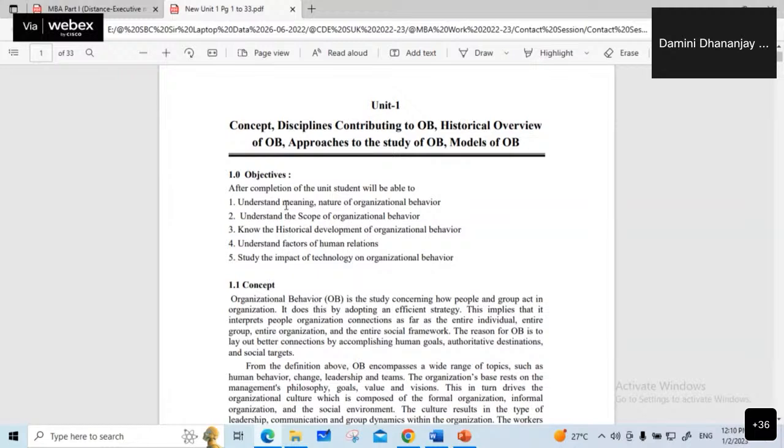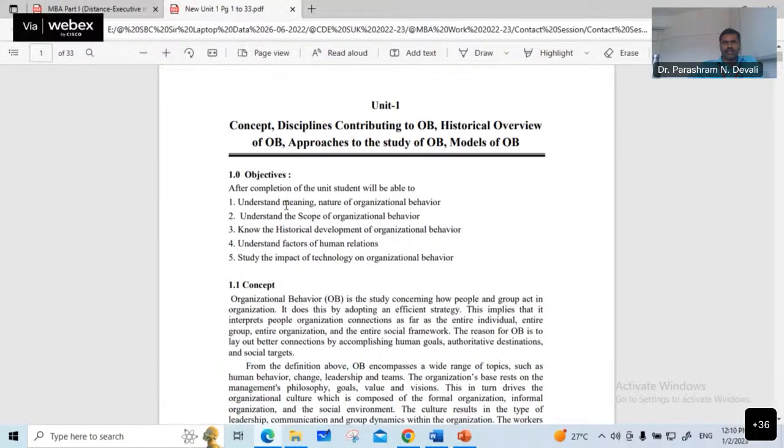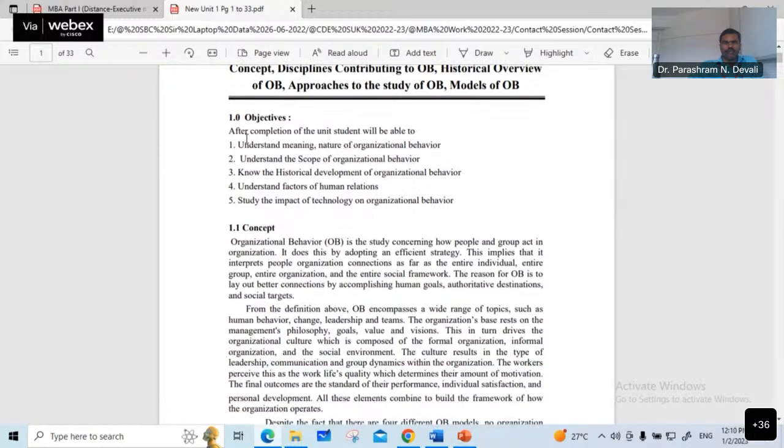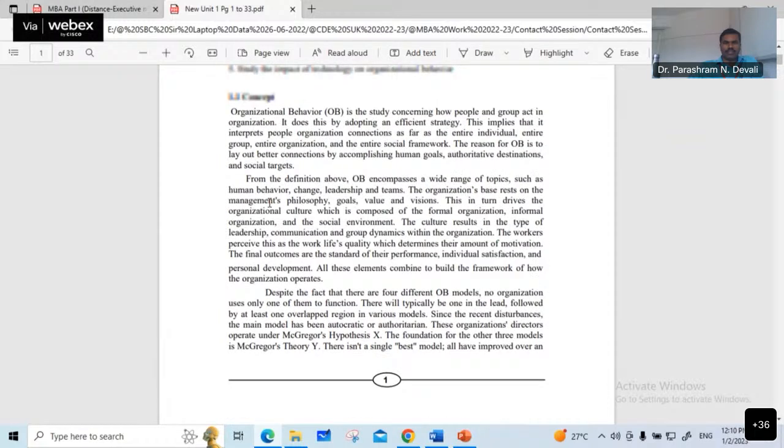In your SIM unit, I think you may have got a hard copy of the SIM unit. Okay, I think you have to prepare that, and those who could not get the SIM, you have to collect your SIM from Kolhapur. Unit number 1 is there: concept, discipline, contribution to organization, where we may specify the objective. There is the concept of organization.